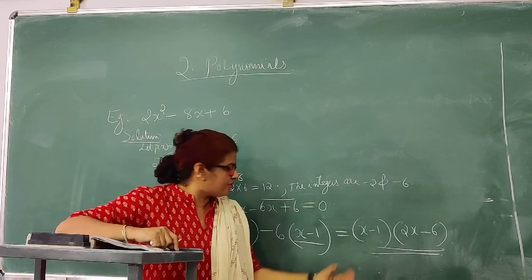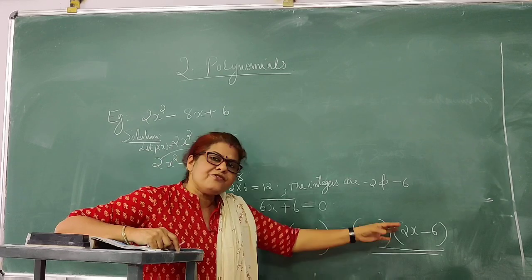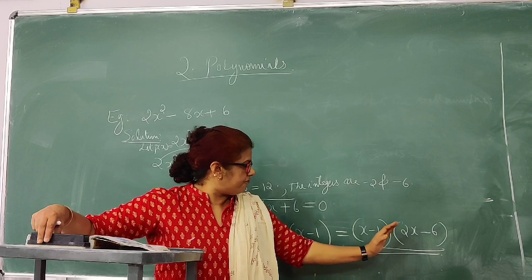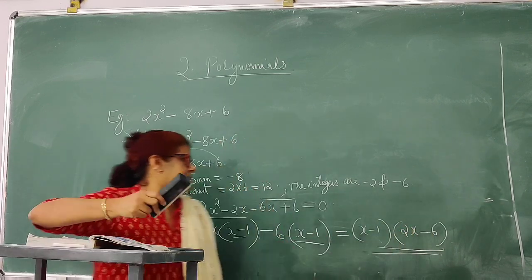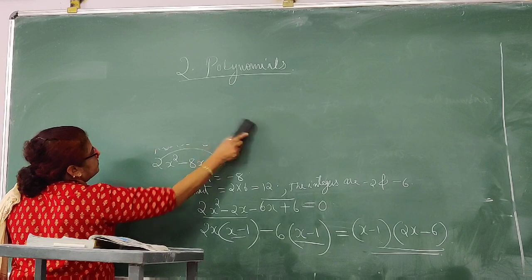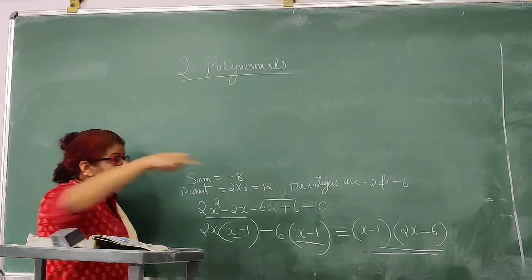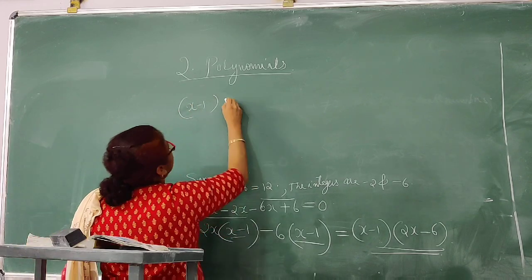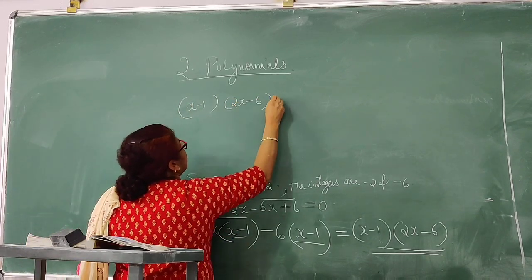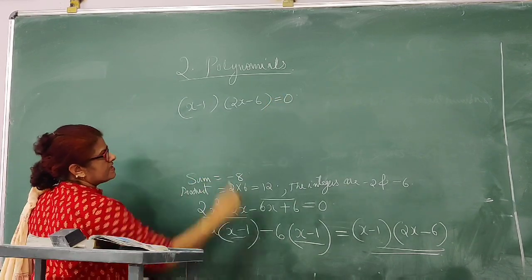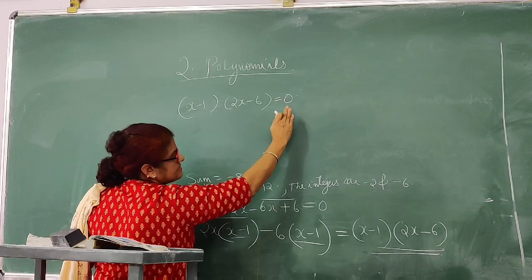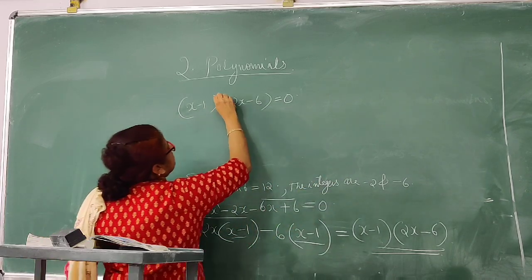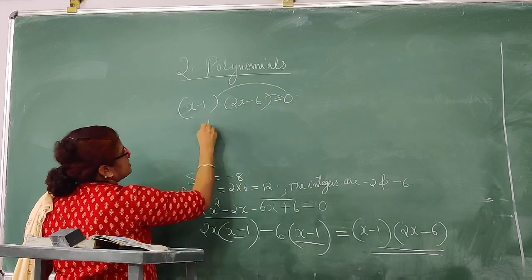And our question is not to factorize. Instead, we have to find the zeros and verify the relationship. And we are going to find the zeros of this polynomial. For that, x minus 1 into 2x minus 6 is equal to 0. This polynomial has converted into an equation. Then each of the linear factors we equate to 0.